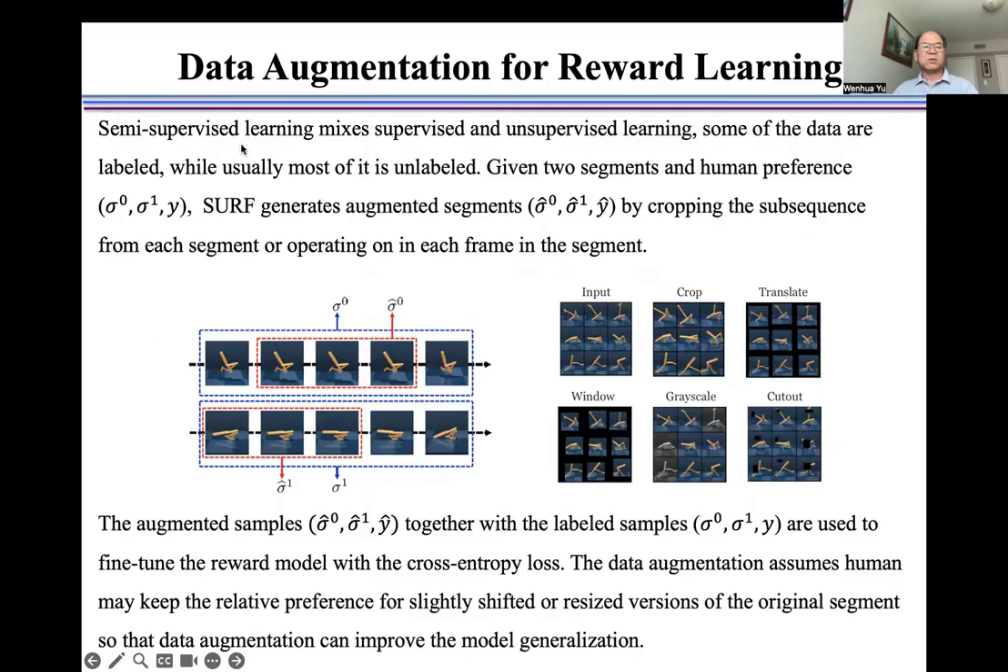Semi-supervised learning mixes supervised and unsupervised learning. Some of the data are labeled, while usually most of it is unlabeled.